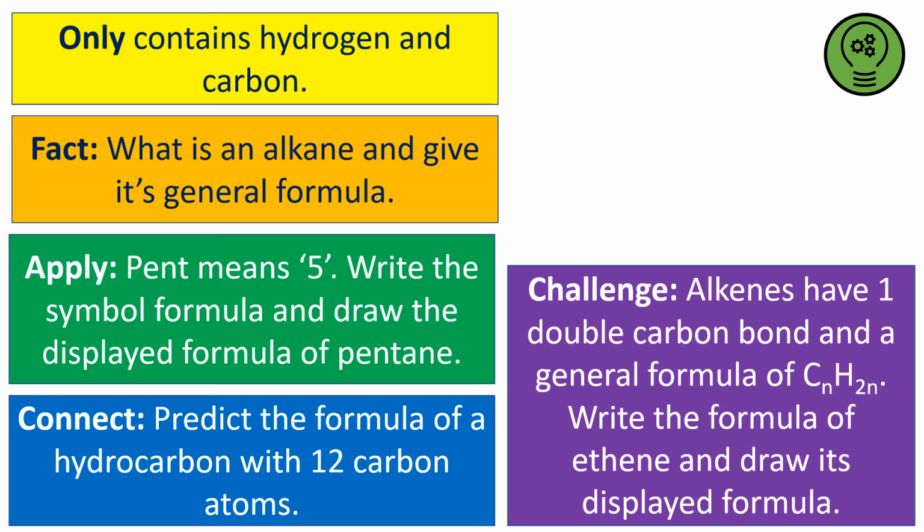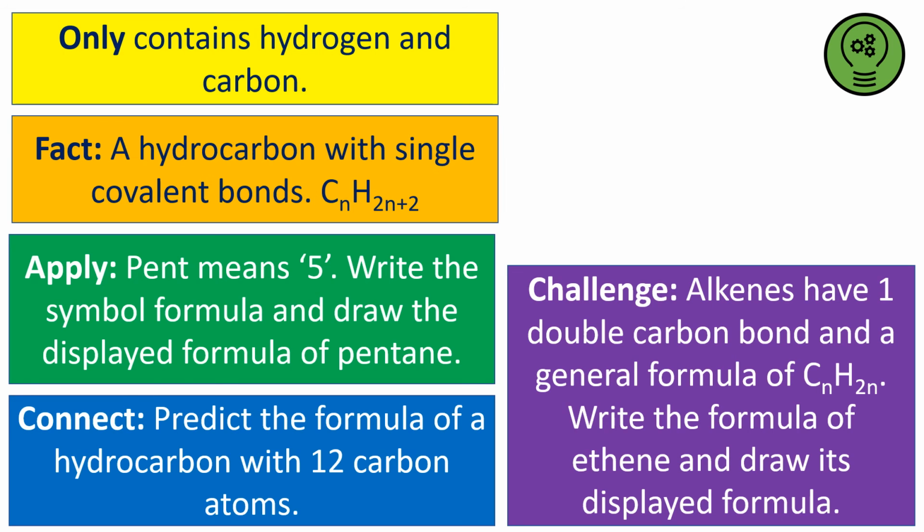Okay, so what is an alkane? And give its general formula. So an alkane has single covalent bonds, and the general formula you need to know by heart. You will be asked it: CnH2n+2. So whatever number of carbons you've got, you double it and you add 2.